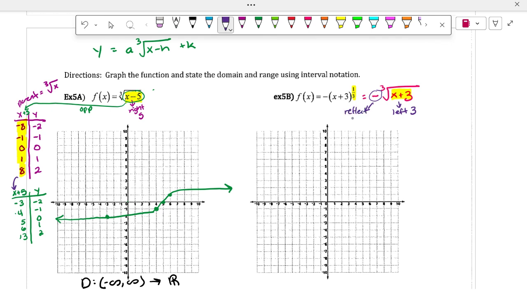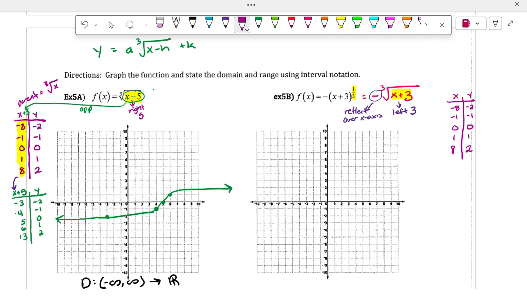Reflect over what? The y. Nope. X-axis. Now, I'm going to rewrite my parent function. So I have x, y: -8, -1, 0, 1, 8; -2, -1, 0, 1, 2.